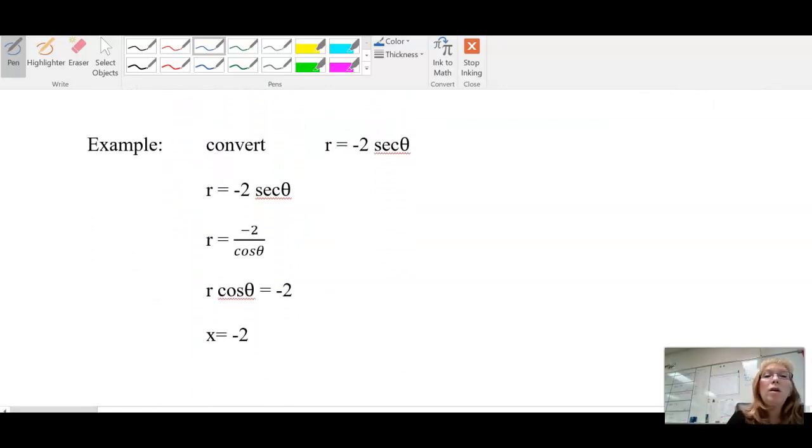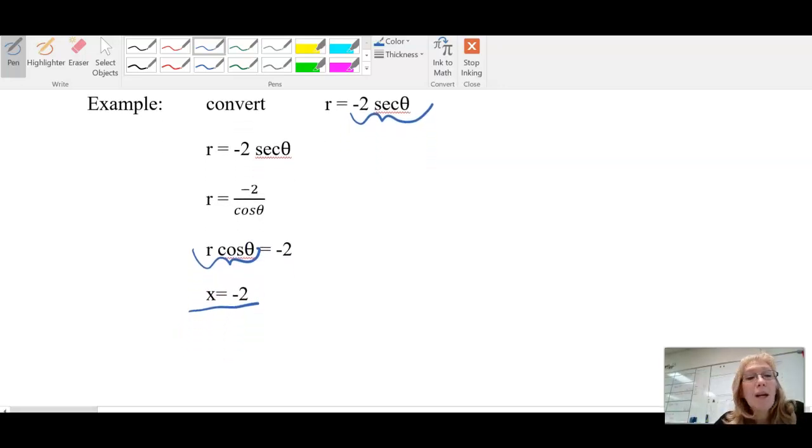All right, now let's convert the other way. So we got a little bit harder. You've got r equals negative 2 secant of theta. I know secant is 1 over cosine. I can multiply cosine up. Well, we know that r cosine theta is x, so x equals negative 2. Another line, vertical, right, at negative 2.